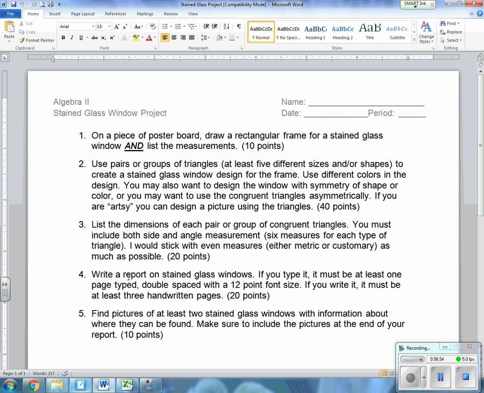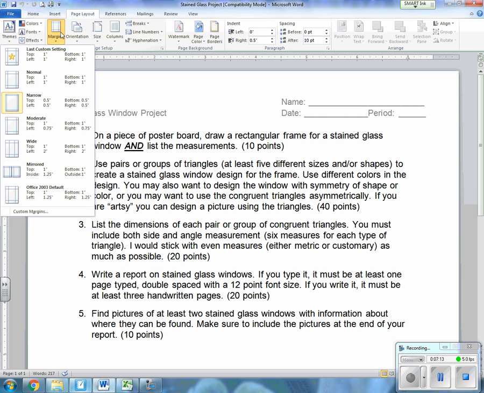Now for this next one, write a report on stained glass windows. If you type it, you have to have it at least one page typed, double-spaced with a 12-point font size. And if you write it, it must be at least 3 handwritten pages. So when you type something, go to page layout and the margins need to be normal, 1 by 1 by 1 by 1. Okay, that is what I want you to use.